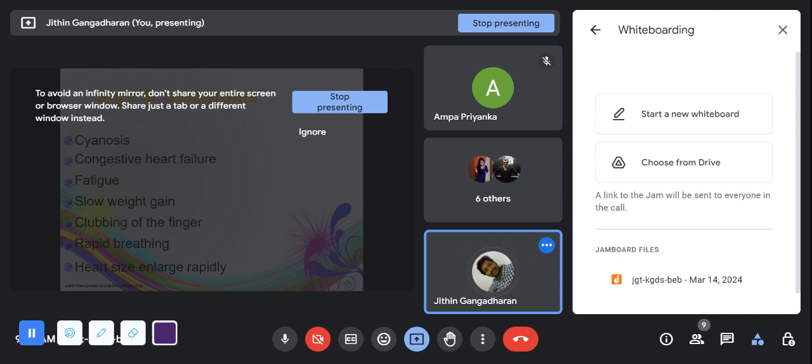So simply: cyanosis, heart failure, weight gain, clubbing of fingers, slow weight gain, rapid breathing. I won't go into that much. Soon after the baby is delivered, we can understand the baby has cyanosis. Actually, the baby can survive up to a minimum extent.